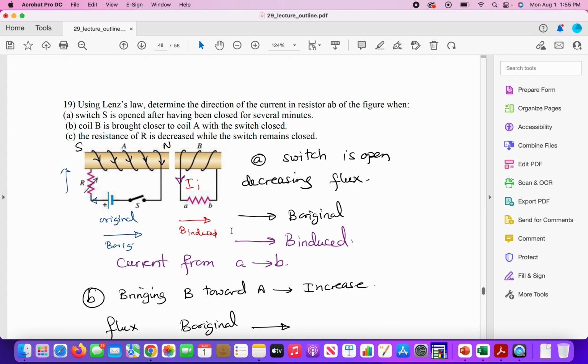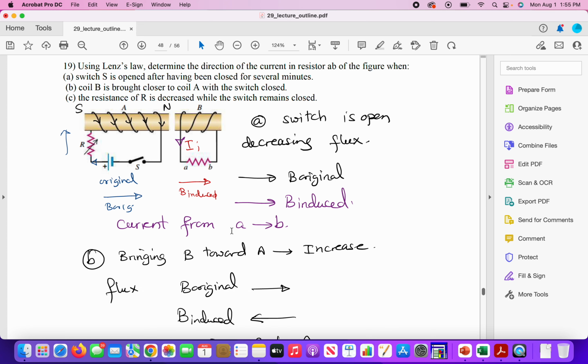Now the next one, it is using Lenz's law. Determine the direction of the current in resistor AB of the figure when switch S is opened after having been closed for several minutes; coil B is brought closer to coil A with the switch closed; and the resistance of R is decreased while the switch remains closed. Here also we are going to work with what is the B original, what's the B induced, depending on if the flux is decreasing or increasing.